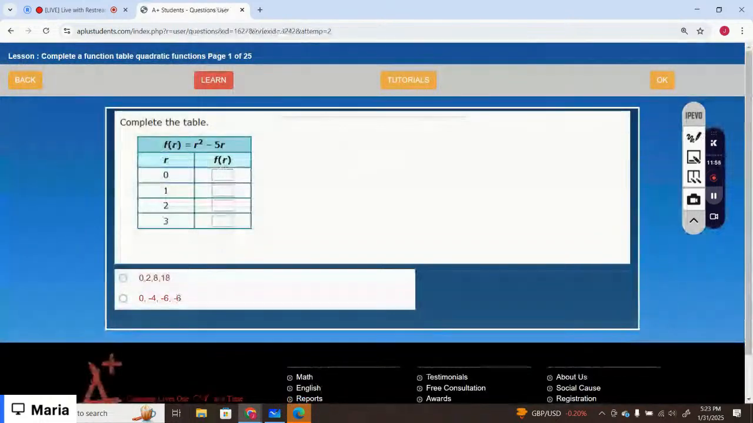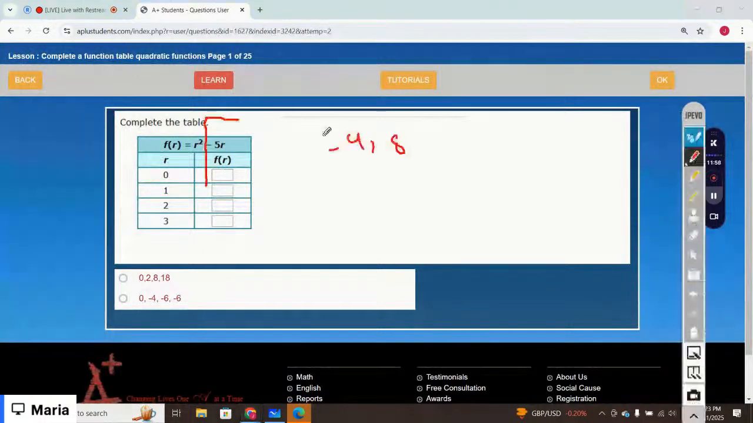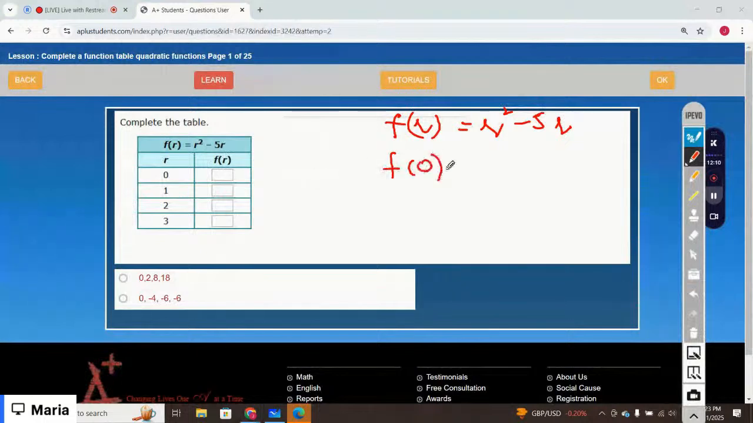Okay, complete the table r square minus 5r. So you are given the values of r. I'm going to start with f of 0. F of 0 means I'm going to replace all the r's with 0, right? 0 square minus 5 times 0. 0 square is 0, 5 times 0 is 0. The answer is 0. Got it?